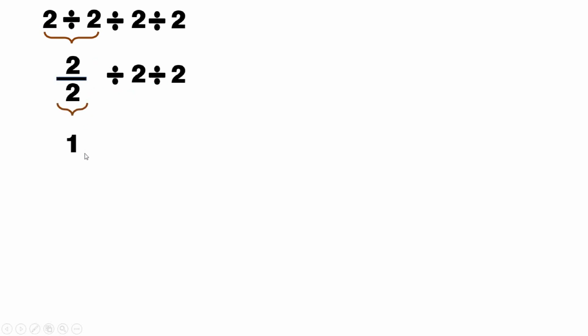Step 2, the next division. Now, we move to the right. We take that 1 and divide it by the next 2. That brings us to 1 upon 2, or 0.5.